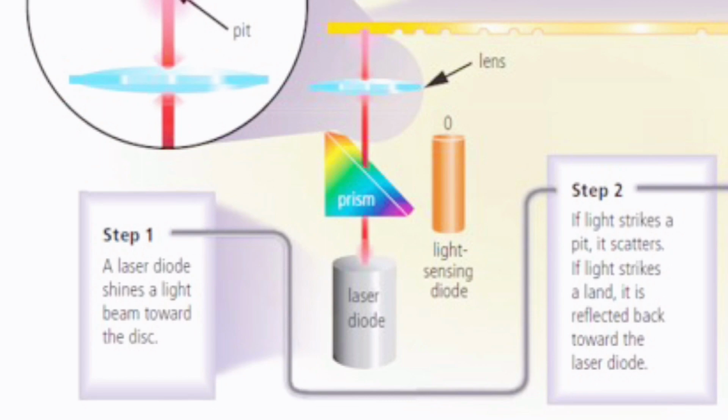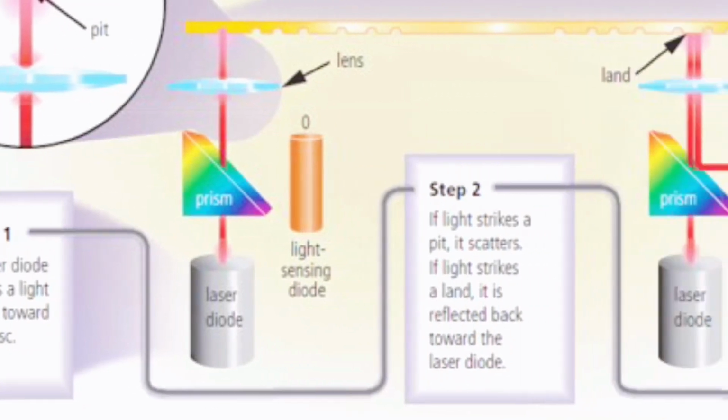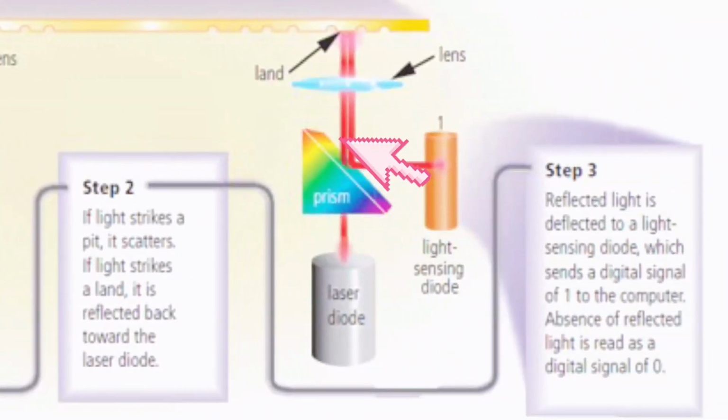First, ang laser diode ay mag-shoot ng beam of light through the prism at lens papunta sa disc. Next, kapag tumama yung light na yun sa isang pit or butas, magsastay or magsascatter siya. Pero pag tumama yung light sa flat surface ng disc, magre-reflect ito pabalik sa lens at prism papuntang light-sensing diode. Kapag may light na napunta sa light-sensing diode, magsasend siya ng signal na 1 to the computer.